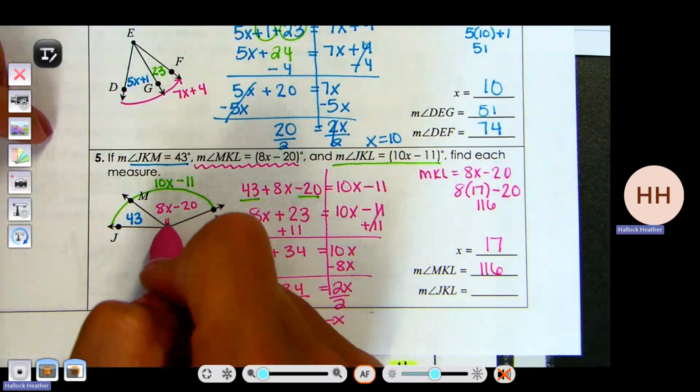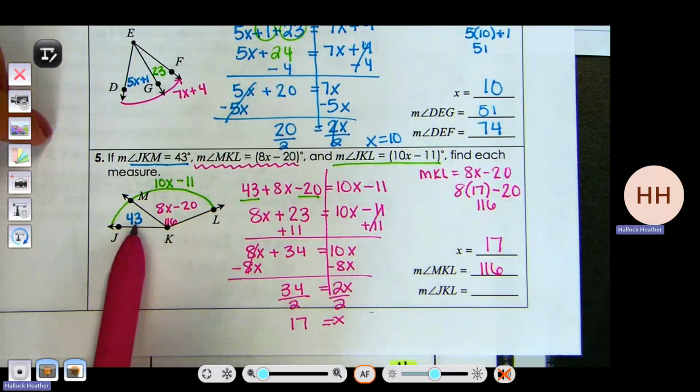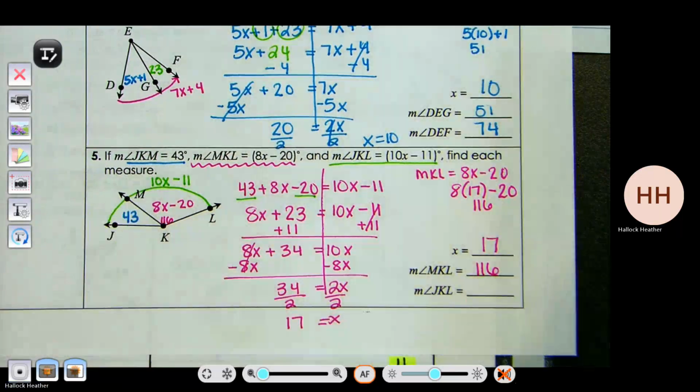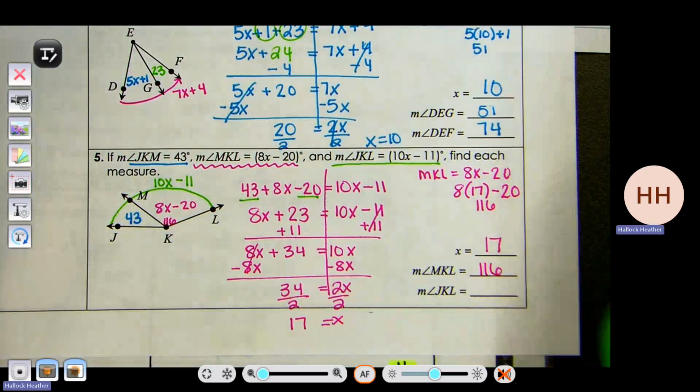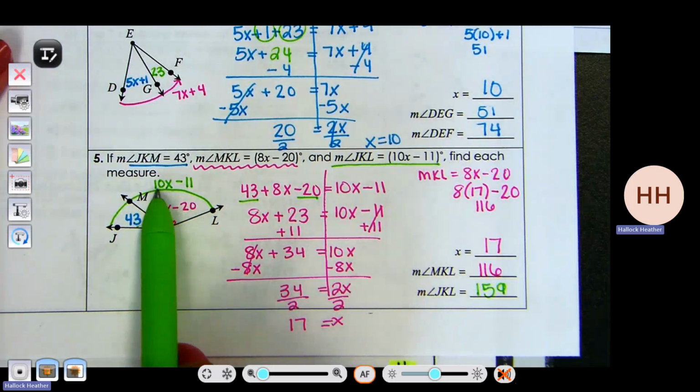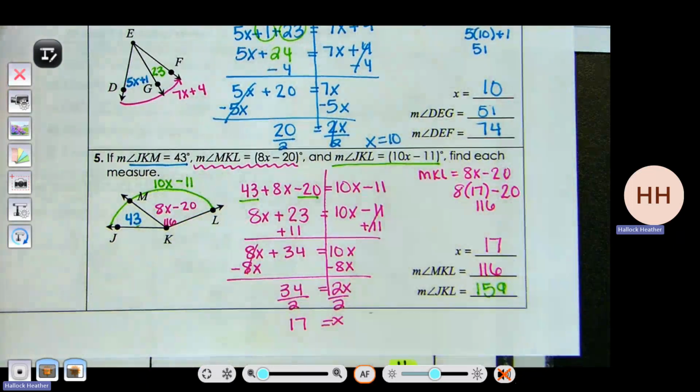So now you can either use your equation to plug it into the big one, or you can think, this is 116. I know that this one's 43. What's the other one gonna have to be? Anybody? 159. Because you can add them, or you can plug it back in. 10 times 17 minus 11.